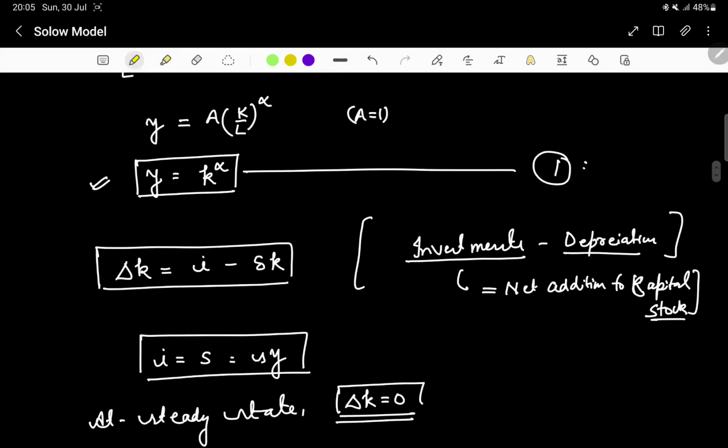We can use it at a later time. Then we can show the net addition of capital stock equation, where we say change in capital stock per capita is equal to investment per capita minus the depreciation per capita. And in the steady state, delta k will be 0, so we can rearrange it to get i is equal to s is equal to s y.